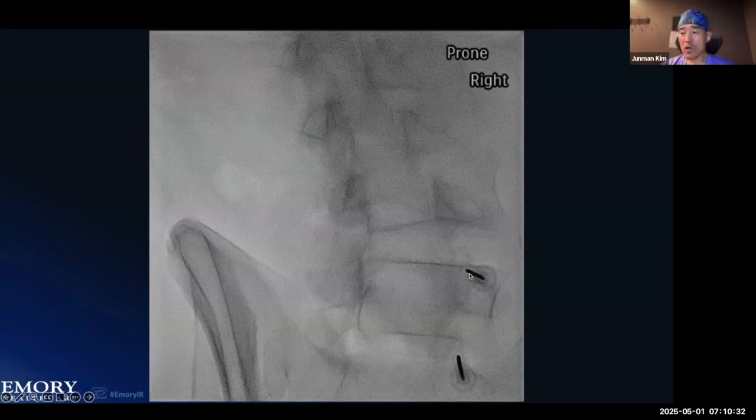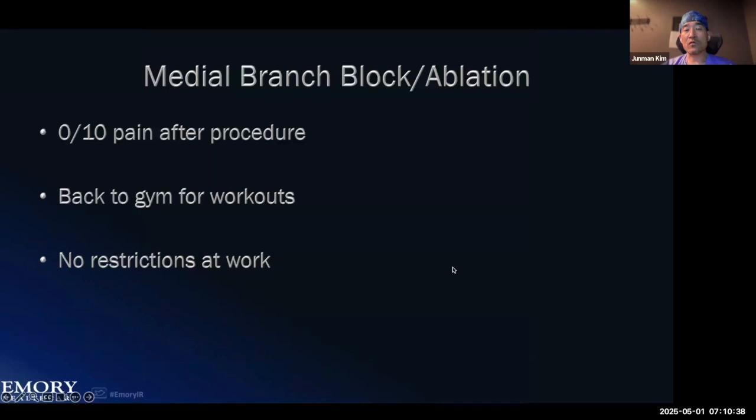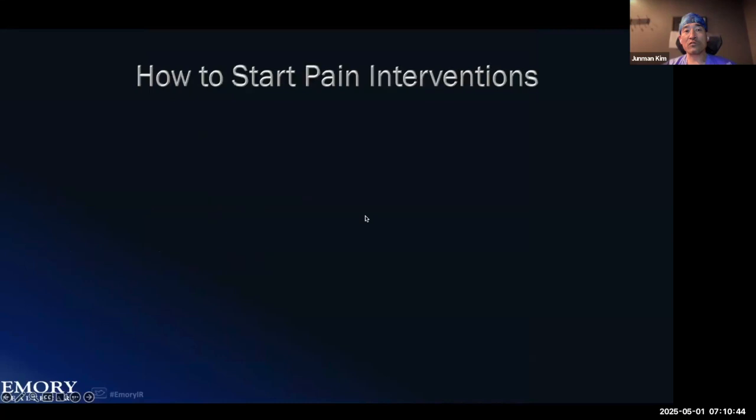We initially did a nerve block, and she had a phenomenal result, and we moved on to ablation, RF ablation. So the patient had 0 out of 10 after the procedure, back to the gym for a workout, no restriction at work. So it was, yeah, a very good result.